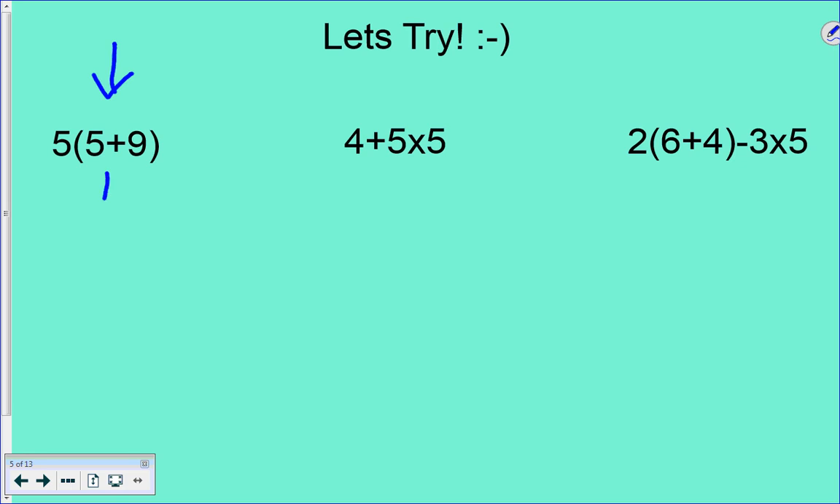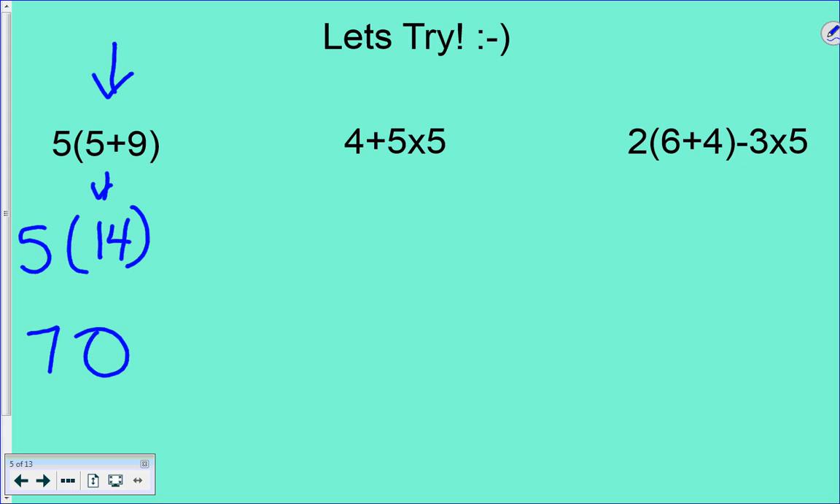So the first thing I'm going to do is 14, right? Because 5 plus 9 is 14. I'm going to keep that in parentheses. Now my 5 is on the outside. My last thing, Lauren, I'm going to multiply. This is going to be 70.